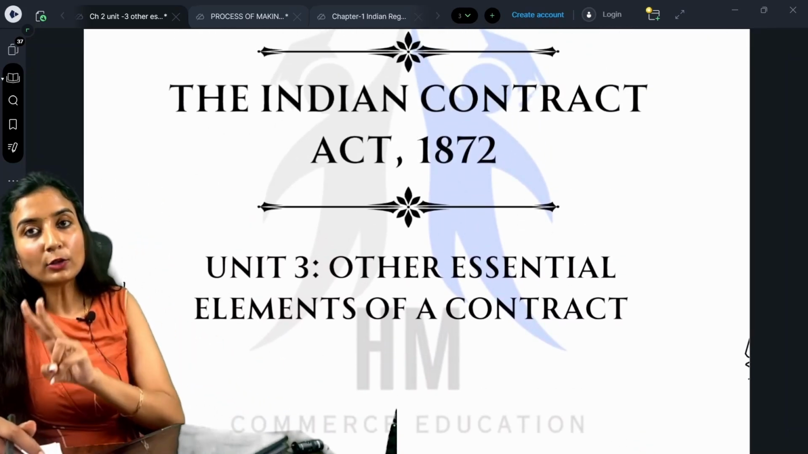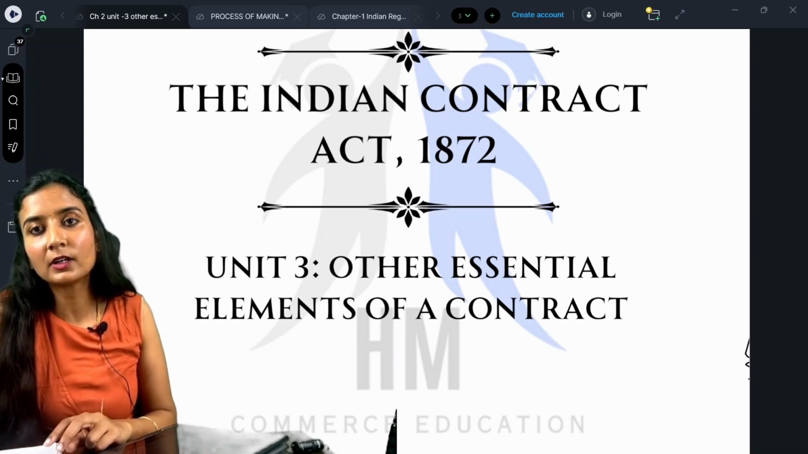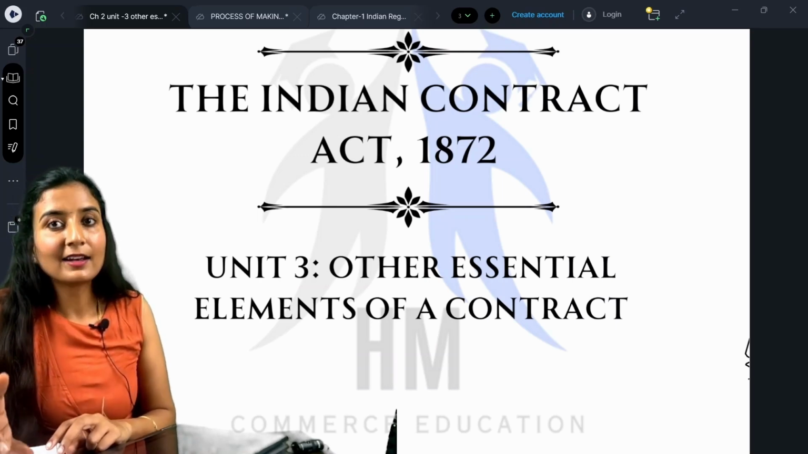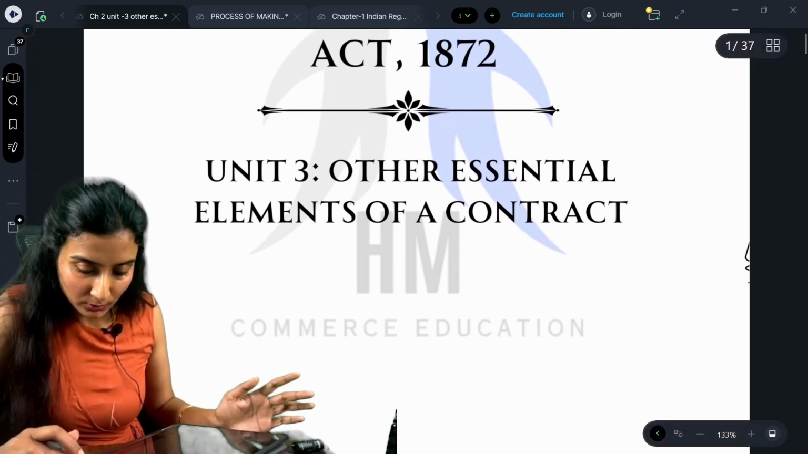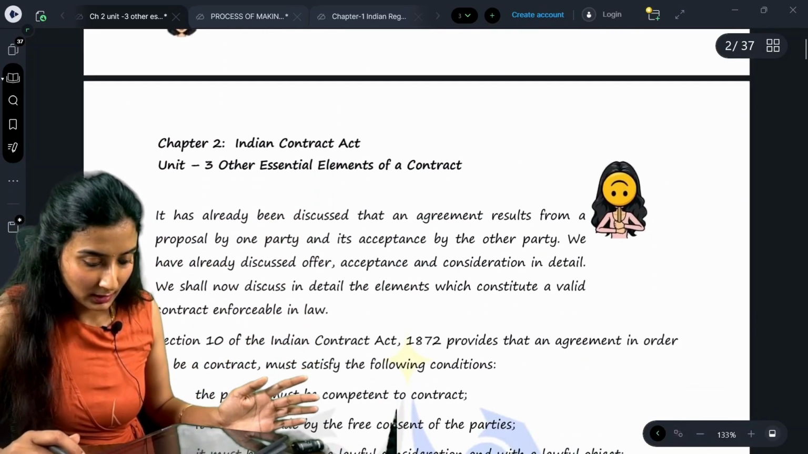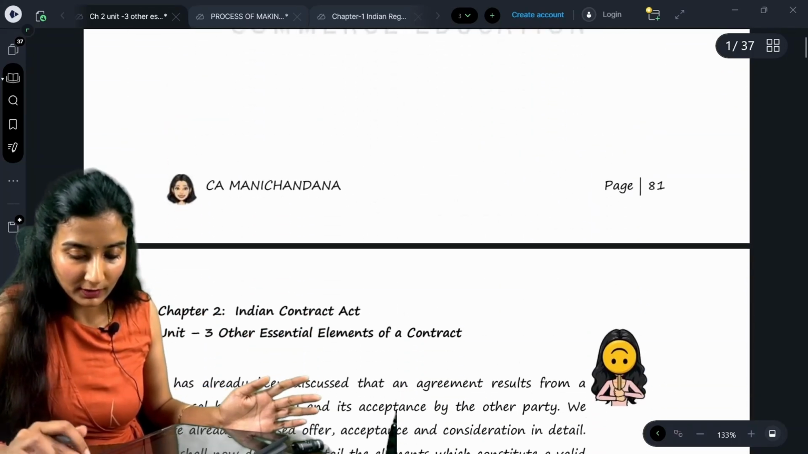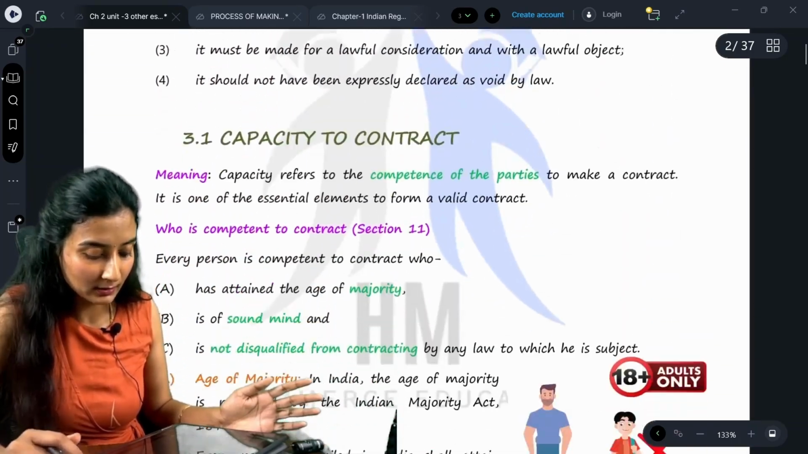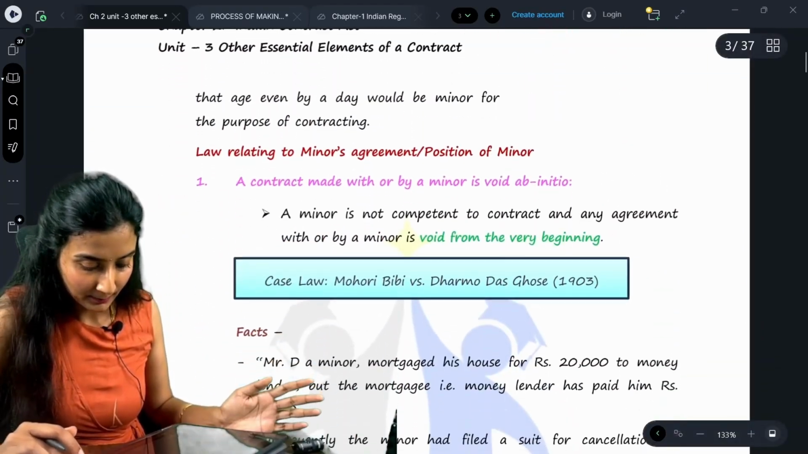Also, you will be receiving two modules. The first module will contain the Indian Regulatory Framework and the Indian Contract Act, and the second module will contain the rest of the chapters. So this is just one unit, I think unit 3 of Indian Contract Act, a sample material for you all to just see.